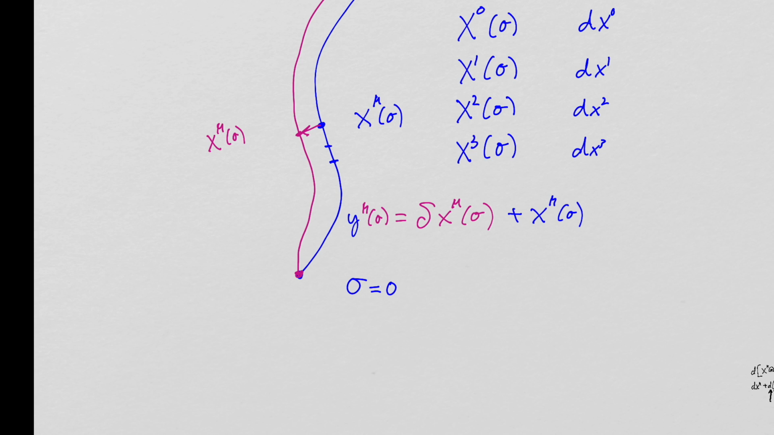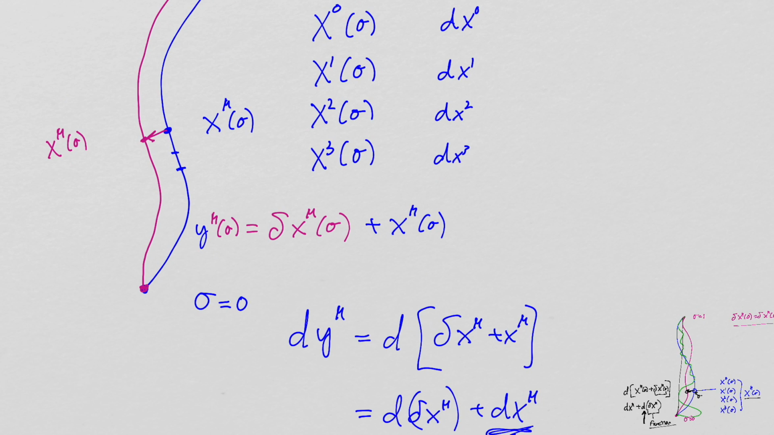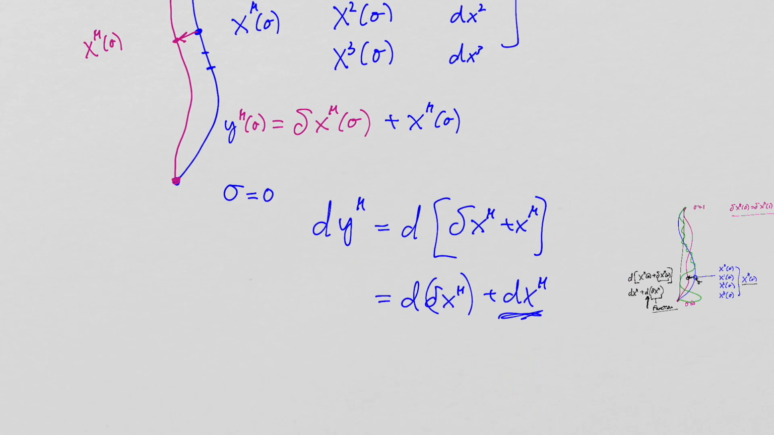If I wanted to know the differential of the varied path, I would write dy mu, I'll drop the sigmas now, is equal to the differential of the variation plus the true path. But the differential is linear, so I get the differential of the variation plus the differential of the true path. Now, this part we understand. This part is these little differentials of the path components.